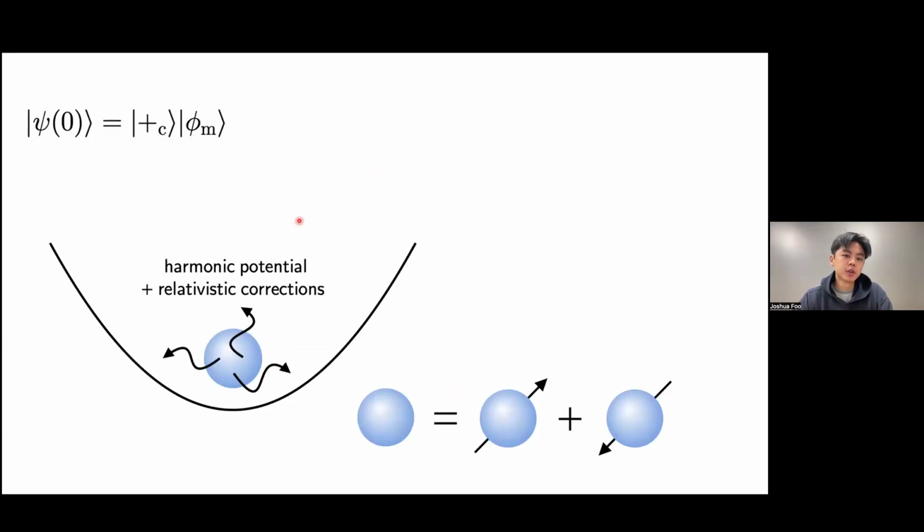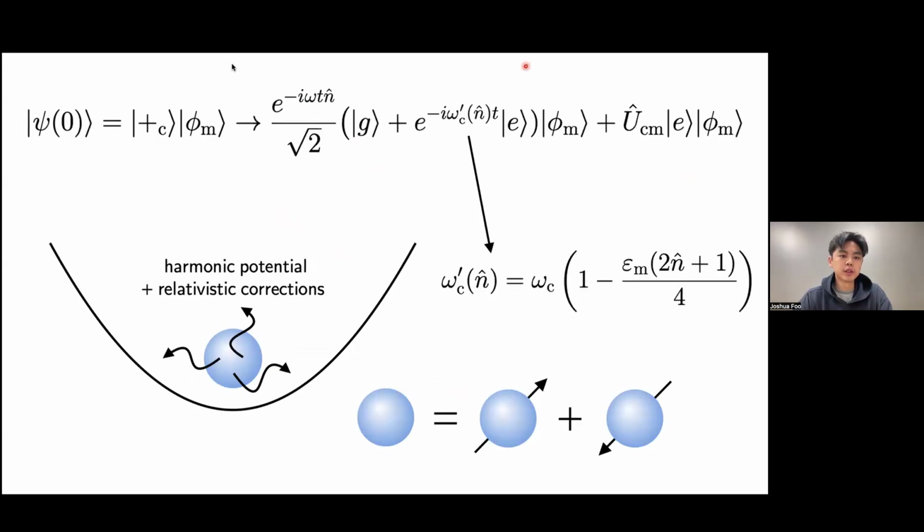So we assume that the clock is prepared in a symmetric state with the motion in some general state phi m, which can also be mixed. So the clock evolution is given by this. So this first term leads to an alteration of the usual clock evolution during the Ramsey dark time. And this extra term UCM acting on E phi m generates an additional change in the motional state.